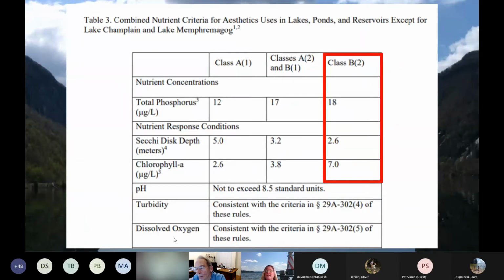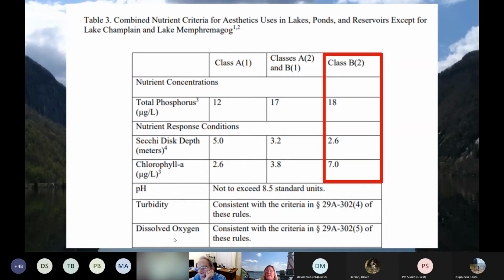They determined that at a minimum, inland lakes need to keep their total phosphorus levels below 18 micrograms per liter and their water transparency, or Secchi readings, greater than 2.6 meters, and chlorophyll A, a measure of algae biomass in the water column, to less than 7 micrograms per liter. Lakes where these thresholds are not met were determined to not meet their aesthetics requirement in the standards. Now, aesthetics is a use that is legally protected by the Clean Water Act.